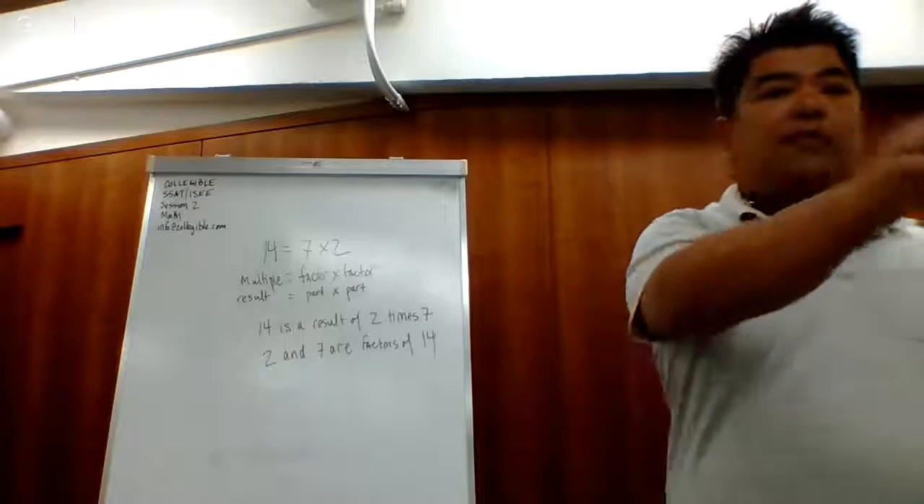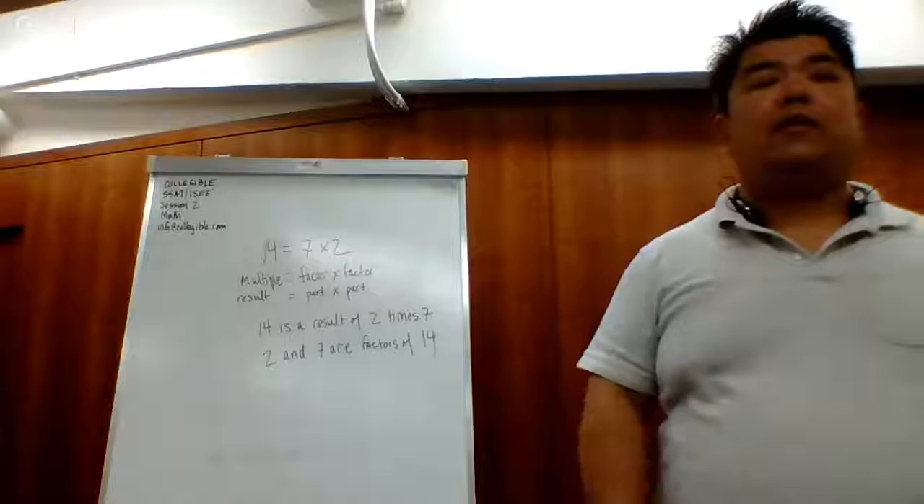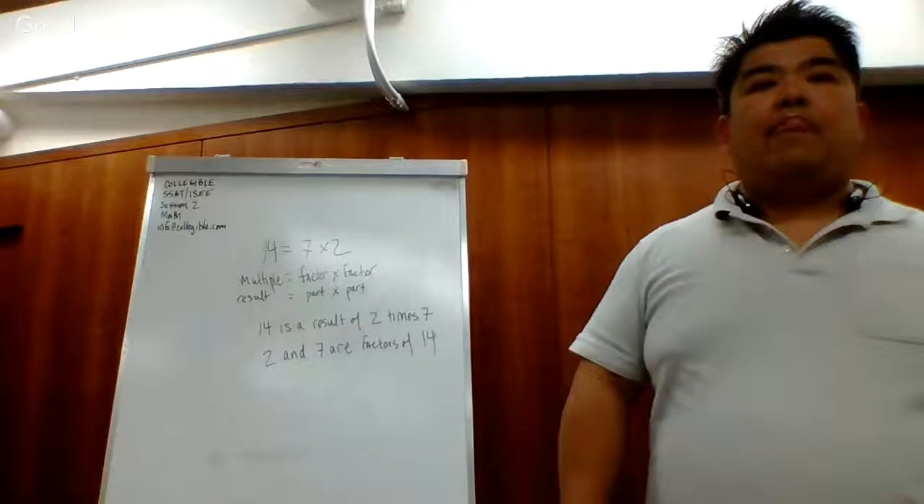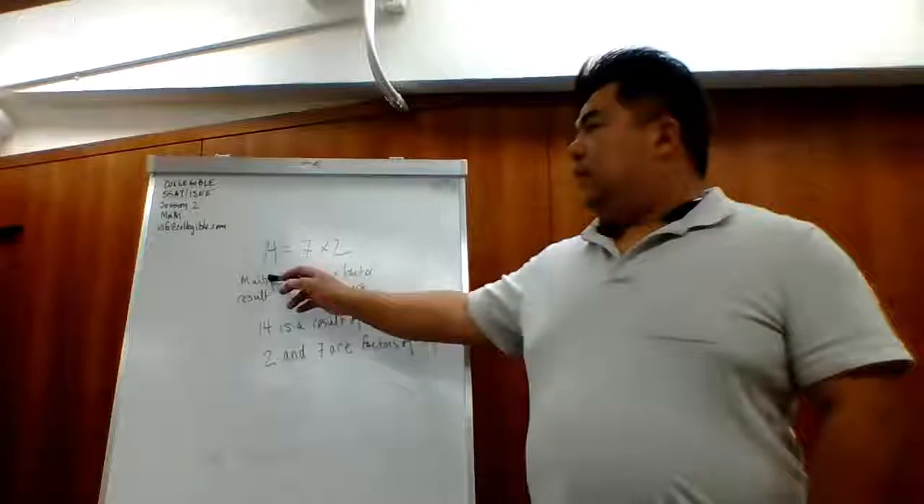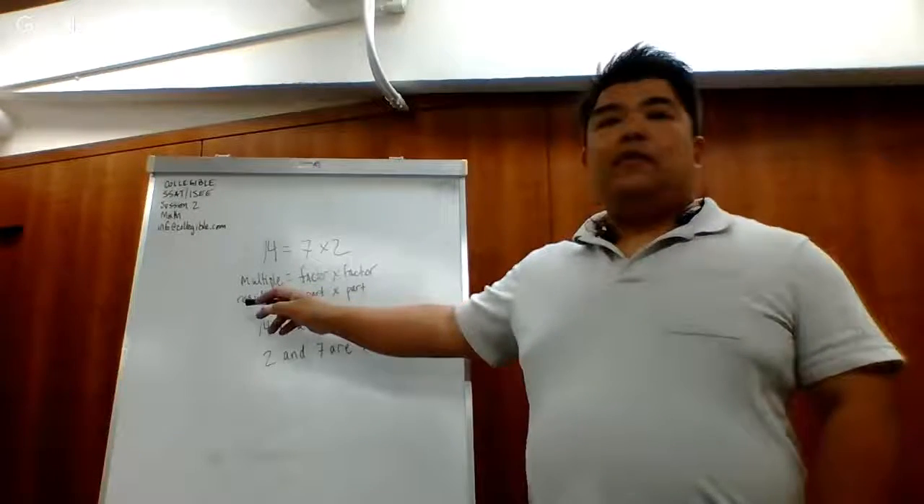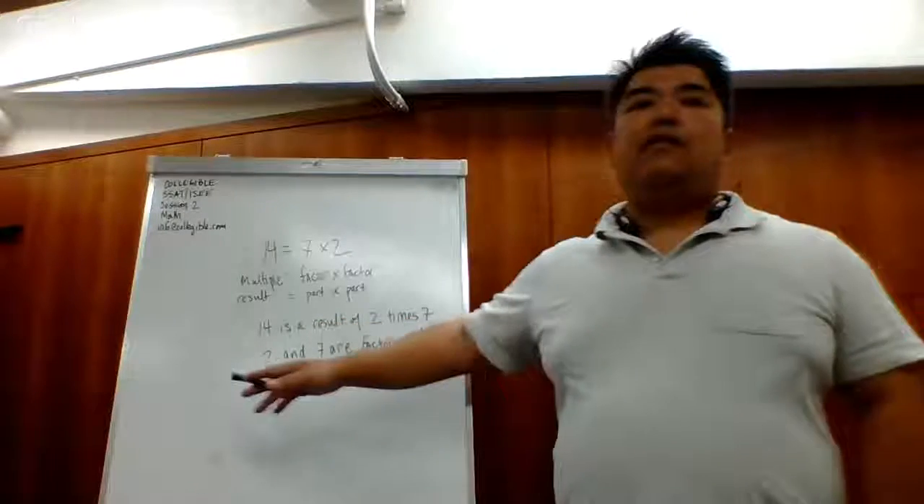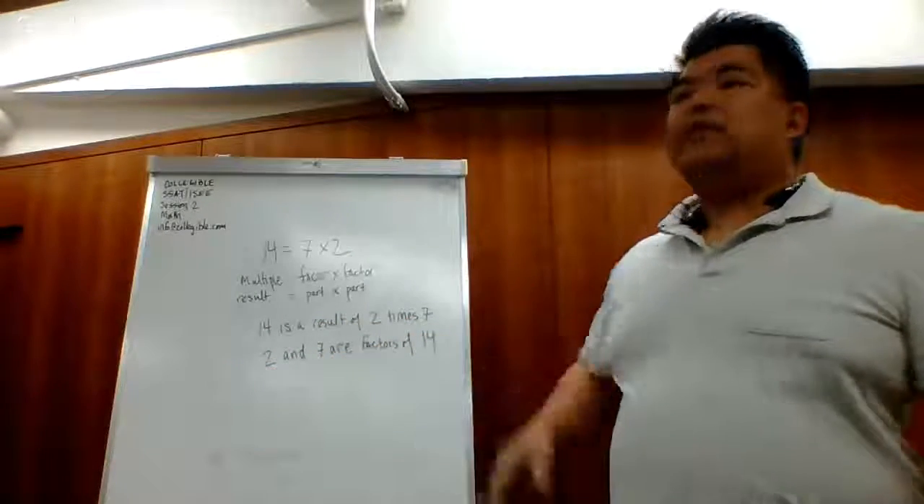You guys see where it says what's the difference? You can just write it right there. There's a bunch of lines for you to write on. So for multiple, you put factor times factor. Multiple is equal to factor times factor. Result is equal to part times part. 14 is a result of 2 times 7. 2 and 7 are factors of 14.